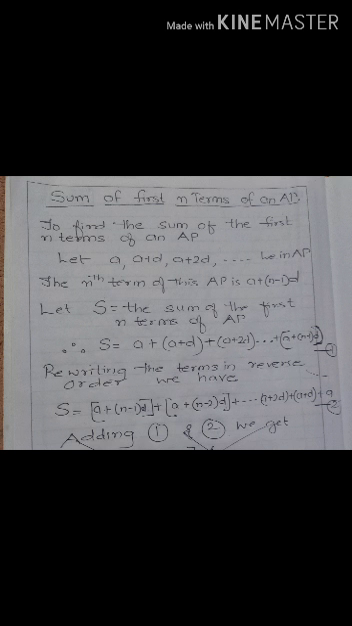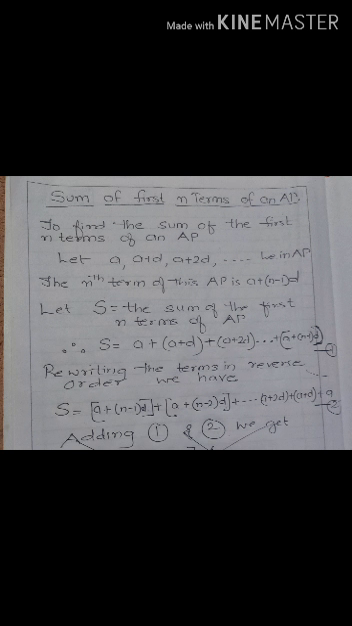Sum of first n terms of AP. To find the sum of the first n terms of an AP, let a, a plus d, a plus 2d, and so on be in AP. That is, they are the terms in AP. The nth term of this AP is a plus (n minus 1)d. Now let S equal the sum of the first n terms of the AP. Therefore, S equals a plus (a plus d) plus (a plus 2d), and so on up to the nth term, that is a plus (n minus 1)d.